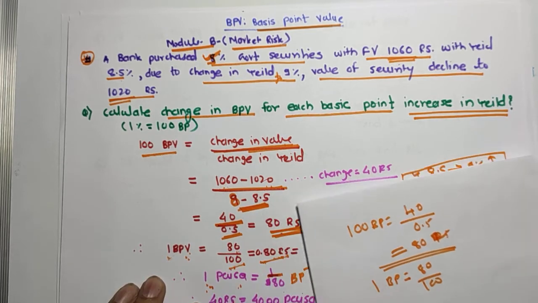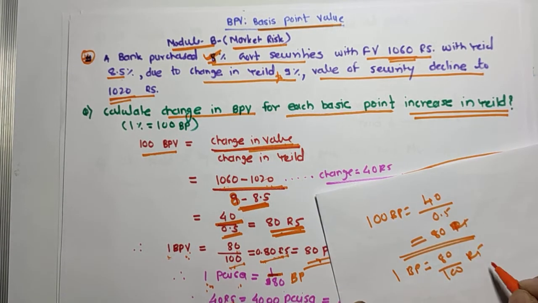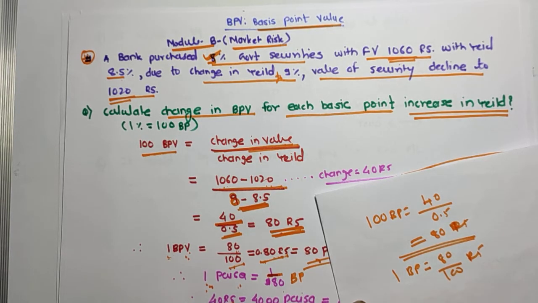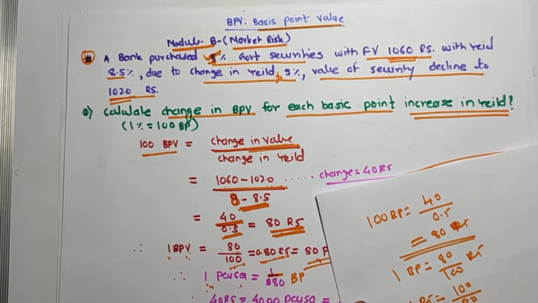So what we have to actually calculate is in rupees, right? So for 80 upon 100 rupees, it will be a 1 basis point change. So for 1 rupee it will become 100 upon 80, right?